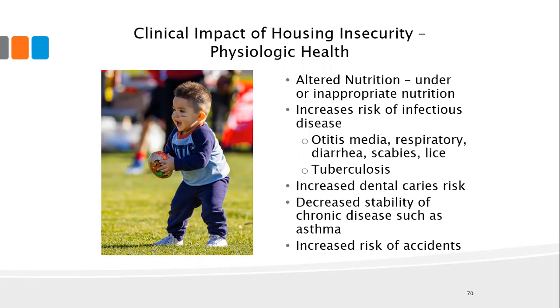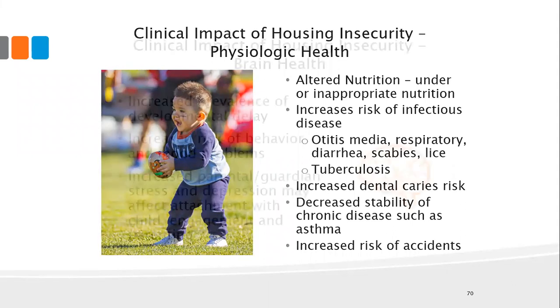Dental caries, one of the most prevalent pediatric public health issues, is also more frequent. And their chronic diseases are often unstable, partly due to challenges to adherence. For example, both the prevalence and severity of asthma are markedly increased among homeless children. And these children also suffer from higher rates of accidents and injuries than low-income children with homes.